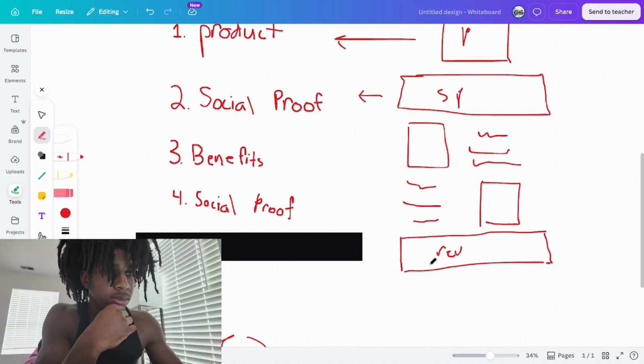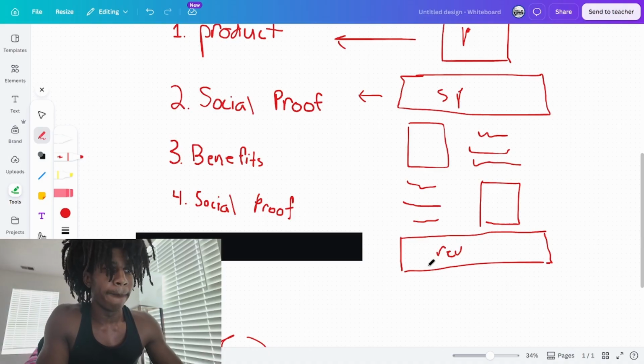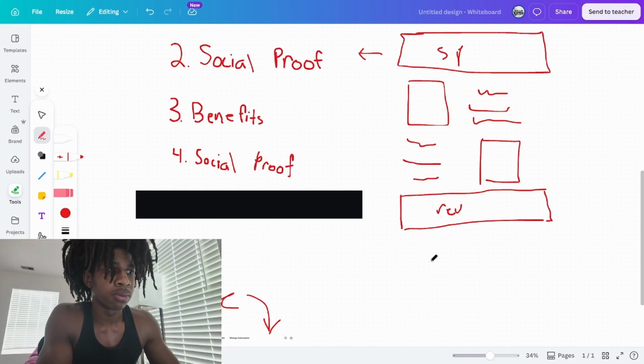And what you want to do with your reviews, I see a lot of people do this. They just put the words, which I don't understand why, but when they do reviews, they literally just put the words. Honestly, I wouldn't do that. You feel me? Because anybody could type anything. So if you're gonna do a review, I will put an image with whatever words you have.